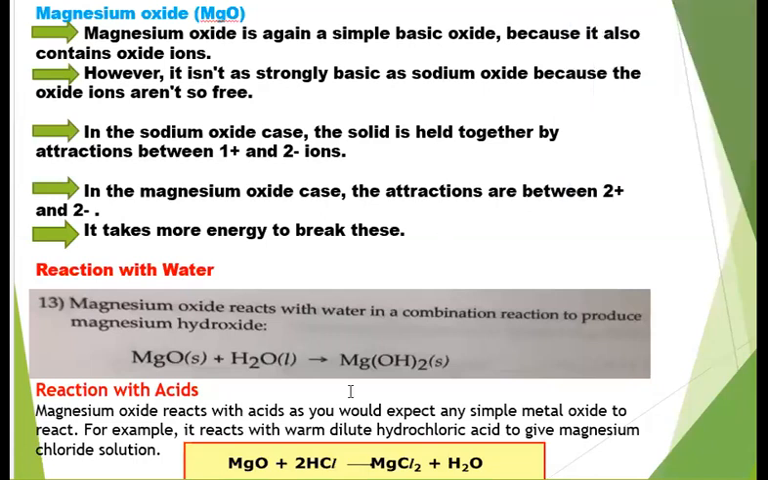So we say that magnesium oxide is also basic, so it produces a basic or alkaline solution when it dissolves in water. Reaction with acid. If magnesium oxide is basic in nature, it reacts with the acid to form salt and water. So it produces magnesium chloride and water.